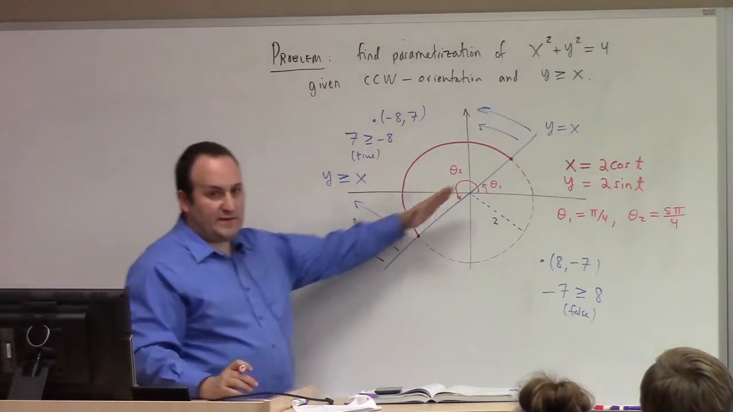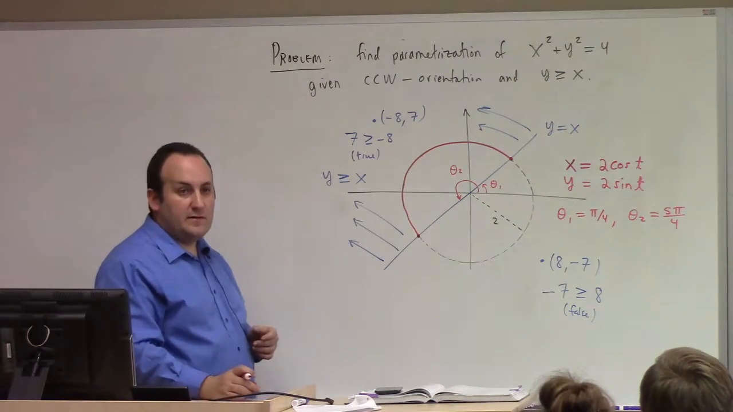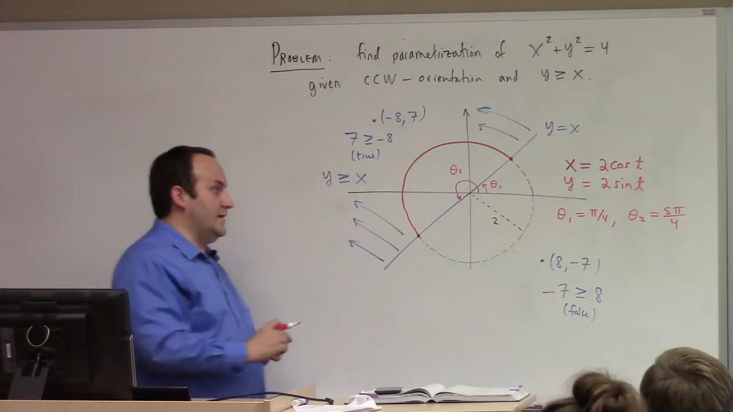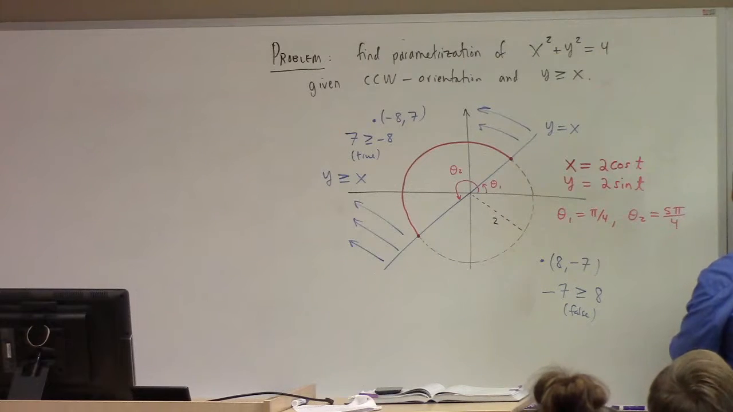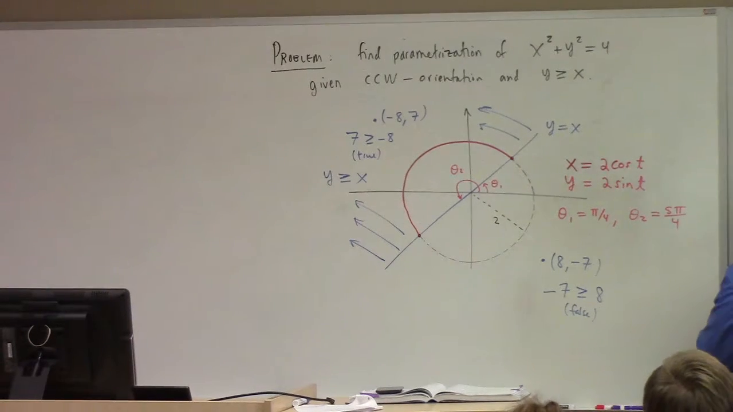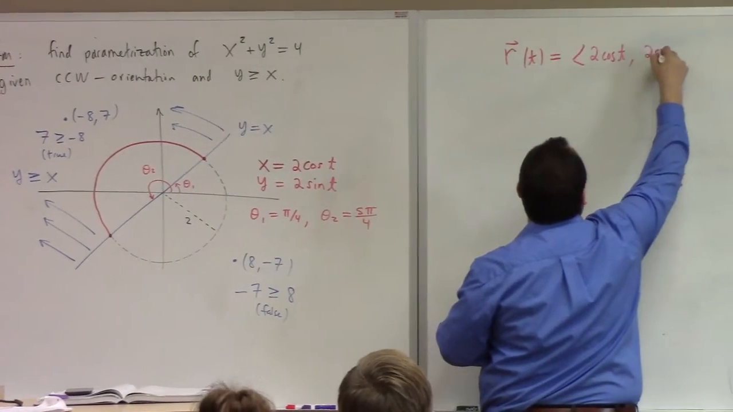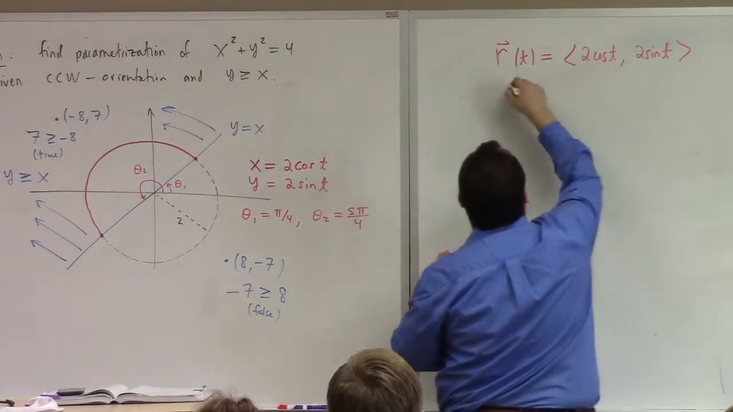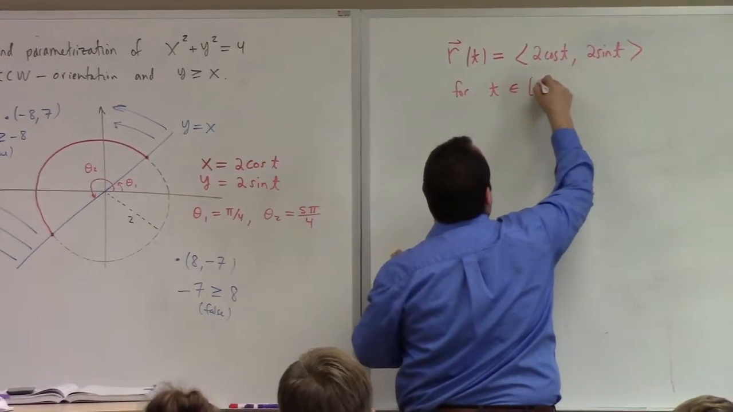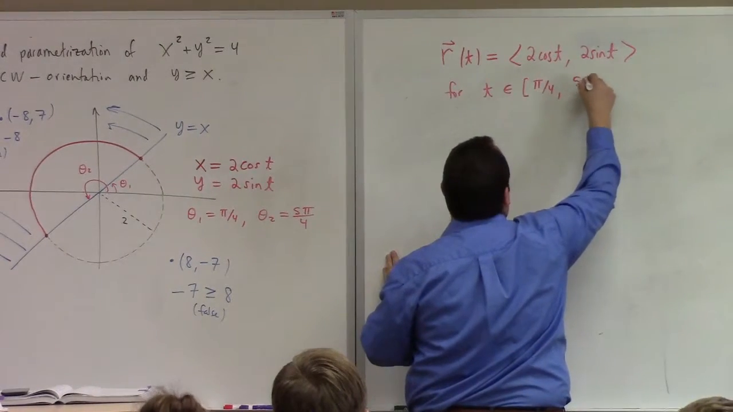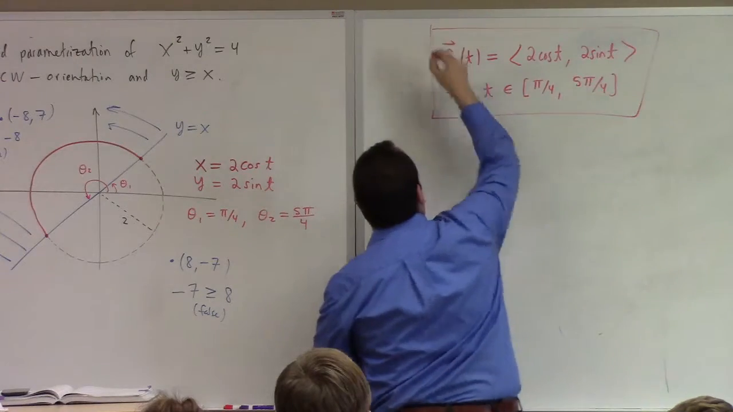Because this is the line y equals x, which is pi over 4 below the negative x-axis. So pi plus pi over 4, 5 pi over 4. And so in summary, the parameterization is r of t equals 2 cosine t, 2 sine t, for t an element of pi over 4 to 5 pi over 4. I mean, that's a good answer.